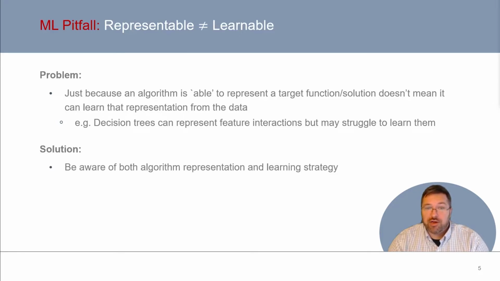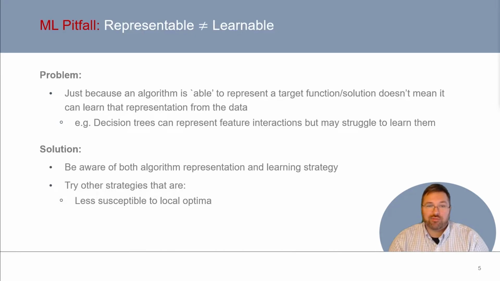A solution here is to be aware of how an algorithm represents knowledge, as well as how it goes about learning. Also, try to include algorithm strategies that are less susceptible to falling into local optima. Algorithms that are susceptible to this would include algorithms that train in a greedy manner on data and can't find their way out of local optima to be able to find or get closer to some global optima. We learned about local and global optima in the video on neural networks, which was part 6 of this series, where there we called them local and global minima since we were trying to minimize our loss function.